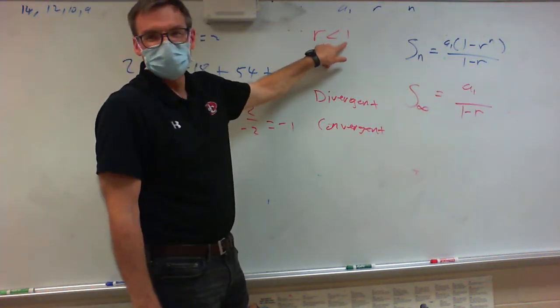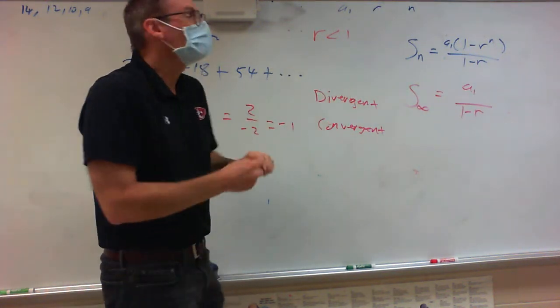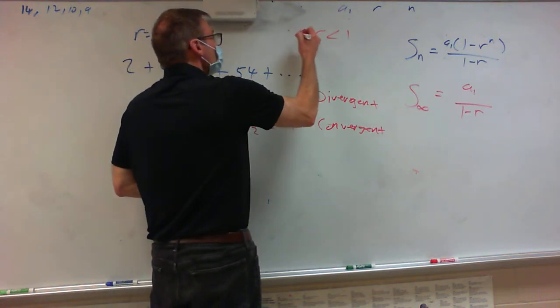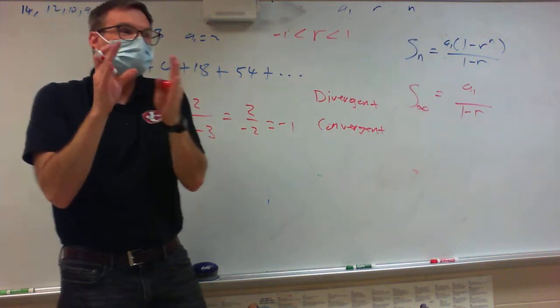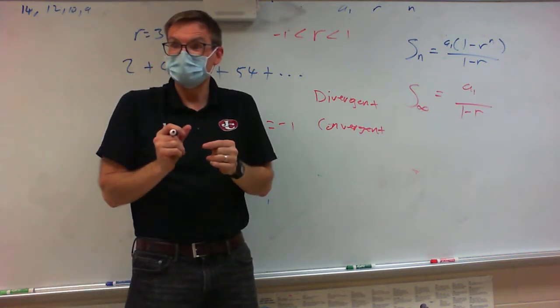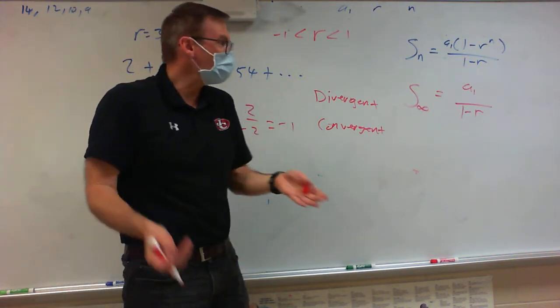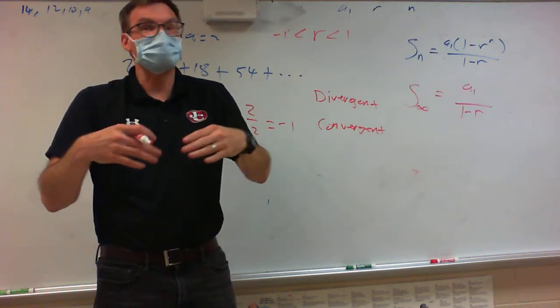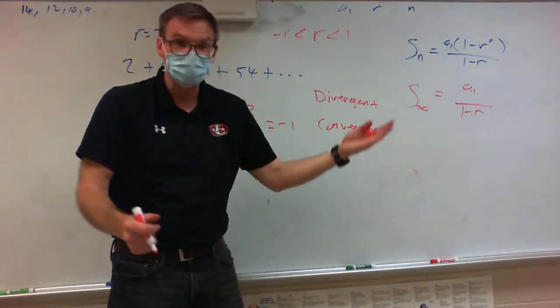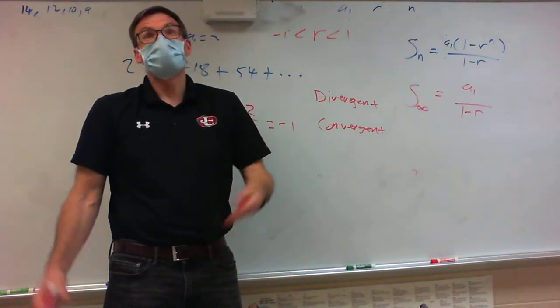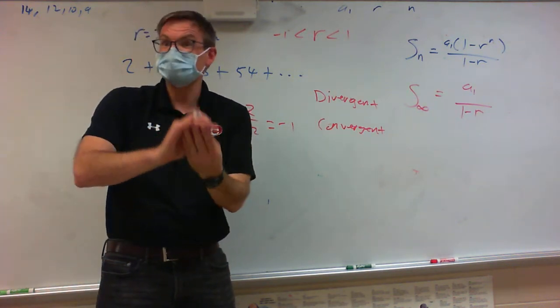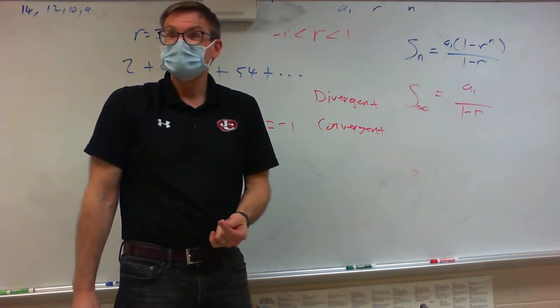Actually, I need to be a little more precise here. It's not just that your common ratio has to be less than 1. Your common ratio has to be between -1 and 1. Our common ratio has to be close to 0. A common ratio of 2/3 is fine, a common ratio of -4/5 is fine, but a common ratio of -10 is going to be divergent because it's going all over the place.